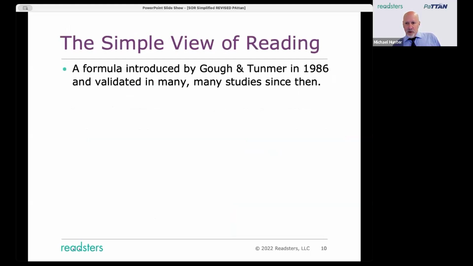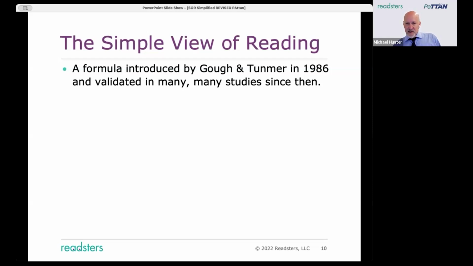So what is the simple view of reading? Well, Gough and Tunmer said that we know that word recognition or decoding has got to be important because you've got to turn the print into language if you're going to be a good reader. But you also have to understand the words once you have translated the print into language in your brain. You have to be able to understand it. So understanding the language has got to be important.